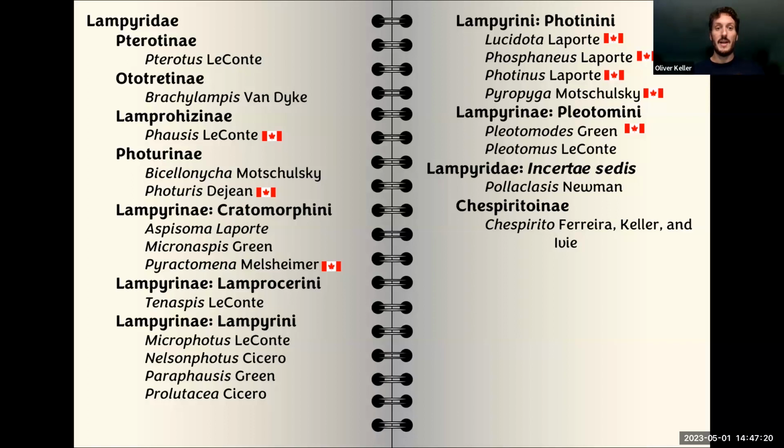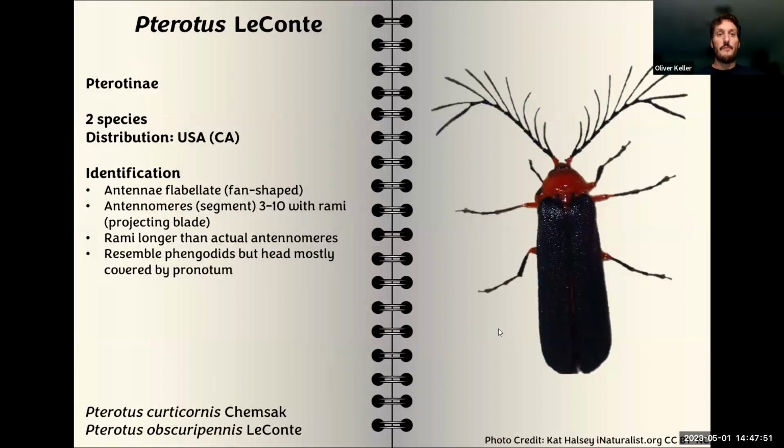And you can see Lampyrinae is the majority of the genera we have, and they're in 5 different tribes, where Lampyrinae is the subfamily, and anything with an I at the end is a tribe. So you have Cratomorphini, Lamprocerini, Lampyrini, Photinini, Pleotomini, and that's it. And I think the genera we talk about are in the order as they are on this. So the first one we're going to talk about is Terotus.